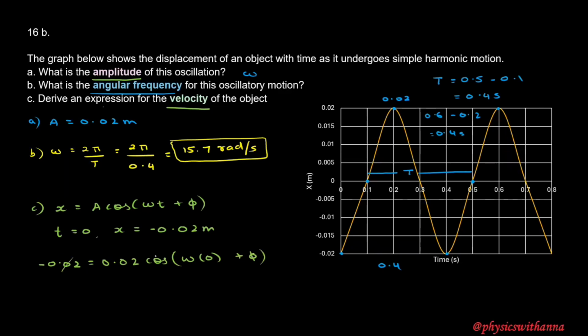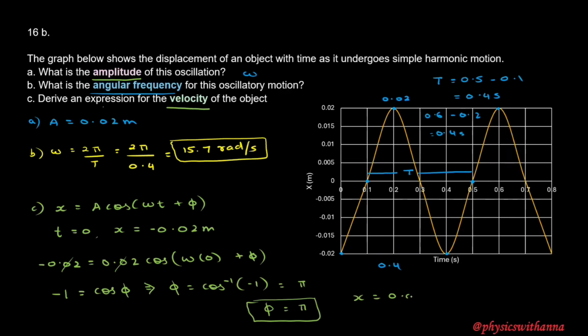Now cancel off these two terms here. We are left with minus 1 equals cosine of omega times 0, which will be 0, so we are left with only phi. So let's take cosine inverse to find phi. Phi will be cosine inverse of negative 1, which will be pi radian or 180 degree. So I get the value of phi to be equal to pi. Then we substitute this in x. We can write x to be equal to 0.02 in place of A, cosine of 15.7 t plus pi.